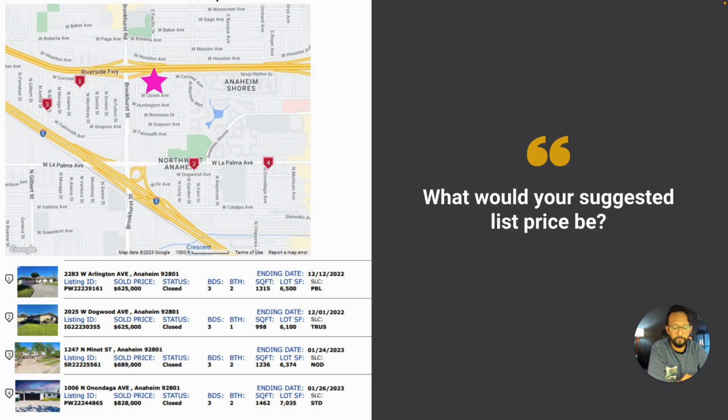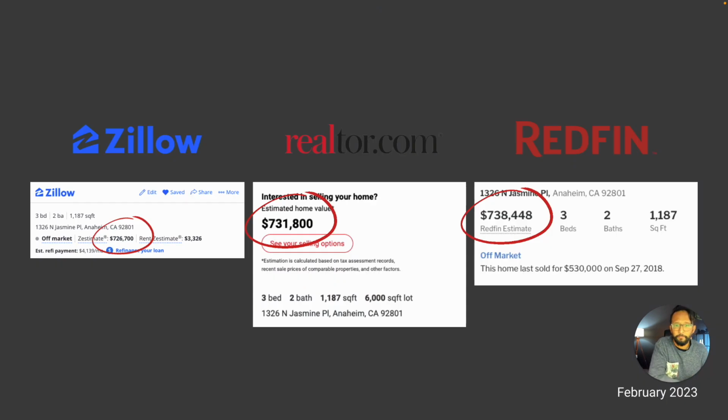You as a real estate professional, you need to be able to express what you think a home should be listed for and explain why. Because consumers, homeowners can go online, type in their address and say, what's my home worth? And they'll get these random values from Zillow that says $726, Realtor.com says $731 and Redfin says $738. All for the same property. Why are those all different?